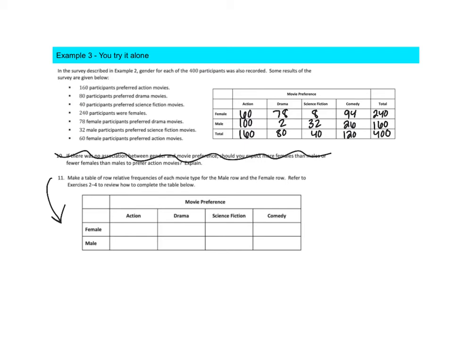Okay, so based on that, I want you to make a table of row relative frequencies. Okay, so row relative frequencies means you're looking at the total of your rows. So your denominator is going to be your total of males and females, not your total of people who liked comedy or action or drama. So all of these are going to be out of 240. Because that's the total for women. And all of these for the men are going to be out of 160.